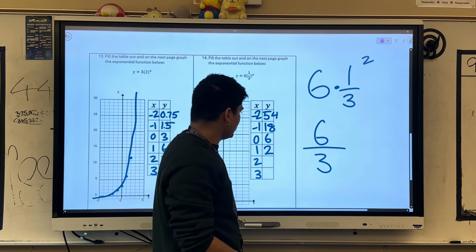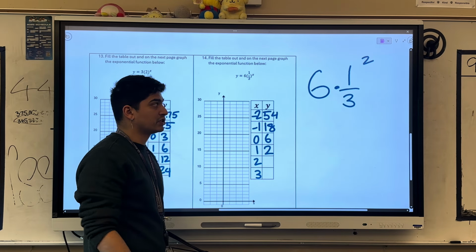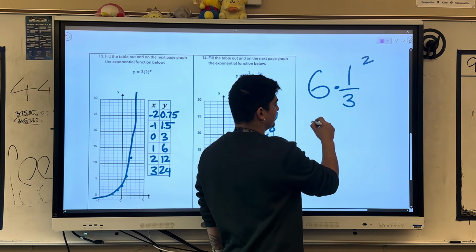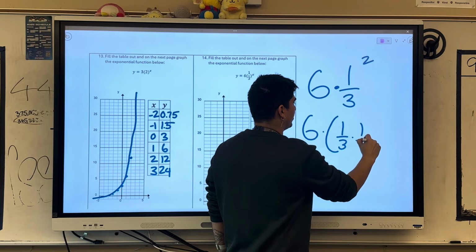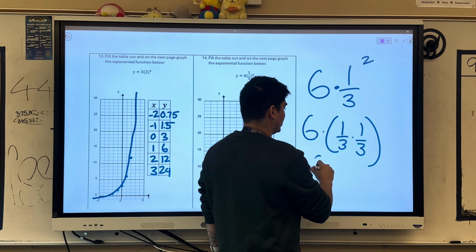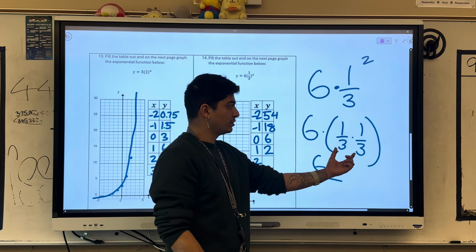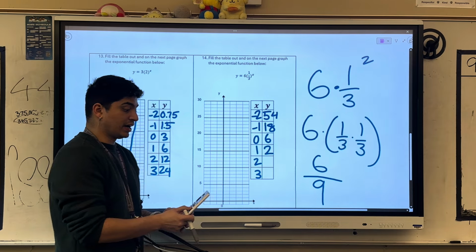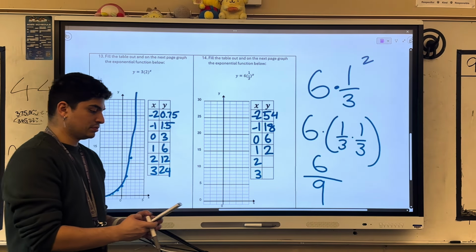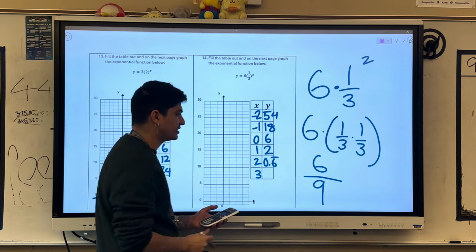The next one is going to end up being 6 times 1/3 to the power of 2. So this would be like saying 6 times 1/3 times 1/3, in which case this is 6 over 6 times this, which would be 9. 6 divided by 9, right? If you did that, it would give you decimal repeating 6.